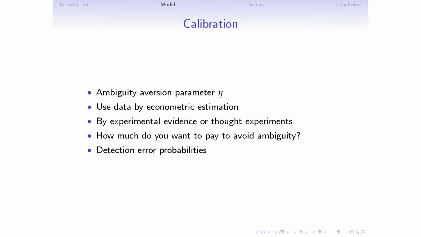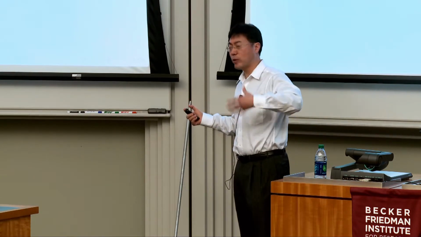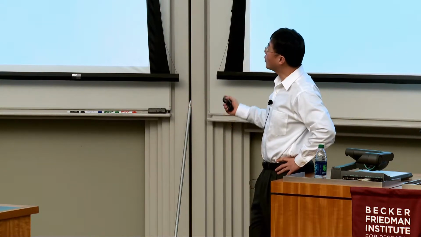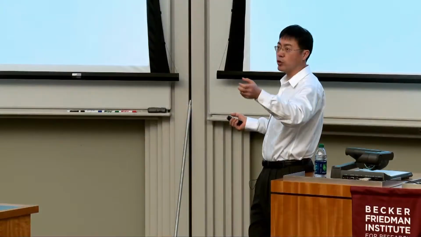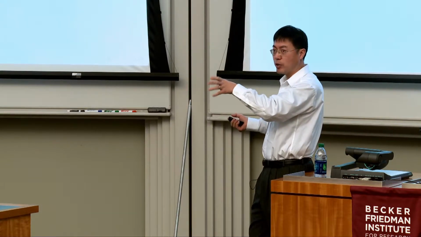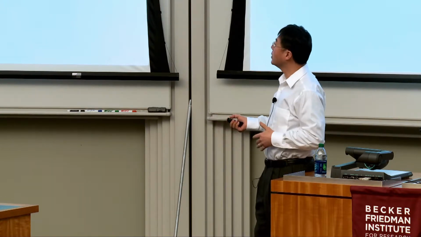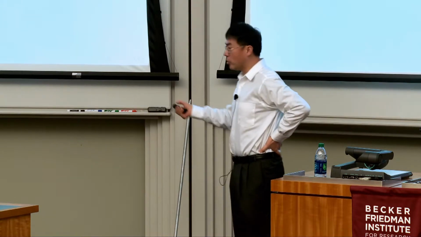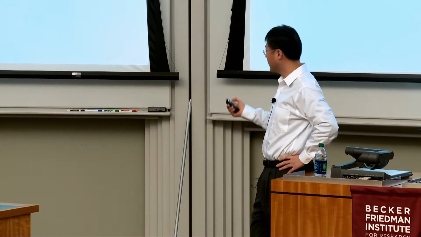But you may ask, what is reasonable? We can use experimental evidence, like the static model in the experimental literature. One question we may ask is: how much do we want to pay to avoid ambiguity? It is similar to risk aversion, where you have a risk premium or certainty equivalent. You have some estimate, and you can think about whether the parameter is reasonable through thought experiments, or you just do real experiments. And finally, there are also detection error probabilities, another way to justify whether the parameter is reasonable.